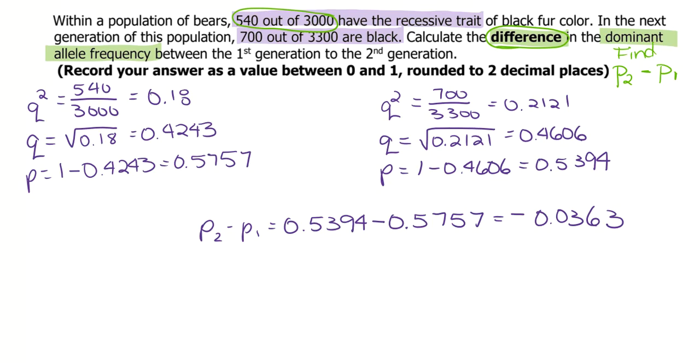We need to record your answer. There's a value between 0 and 1 rounded to 2 decimal places. So we have to round this, and the final answer is negative 0.04. The negative sign means that the frequency went down, which means that there has been evolution.